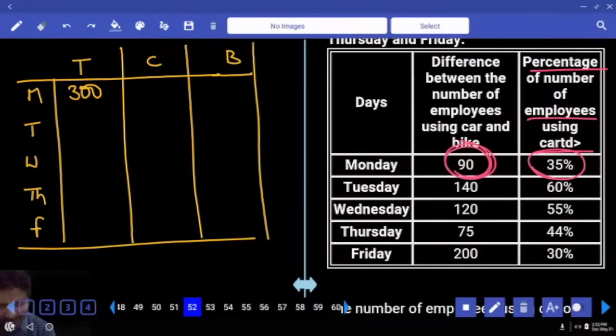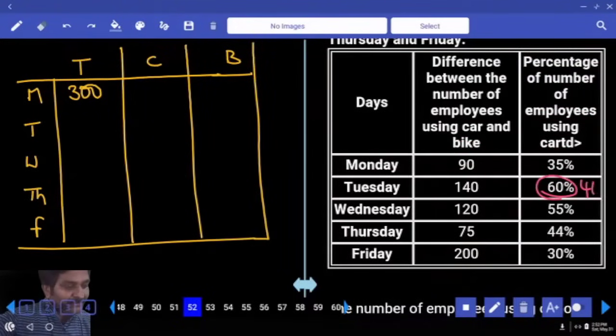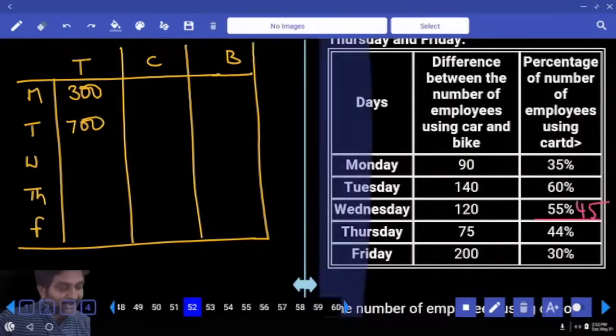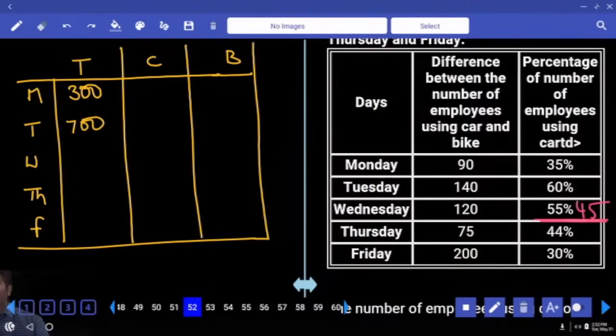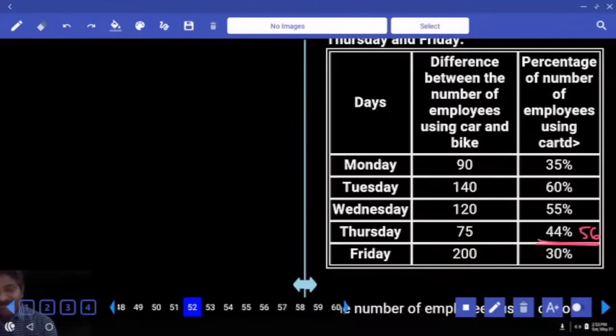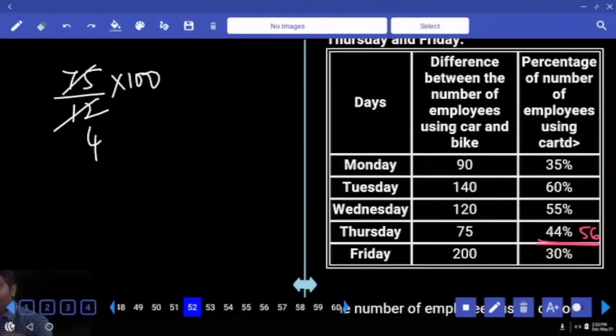One is 60, the other is 40. The difference is 20 percentage, that is 140. 10%, then 100%. Okay. One is 55, the other is 45. The difference is 10 percentage, that is 120. Then 100% is 1200. One is 44, the other is 56. Difference 12. 12 percentage is 75. Then 1% will be 75 divided by 12. 100% will be into 100 only. Alright, 4 times 3. 25 times 25, 25s.